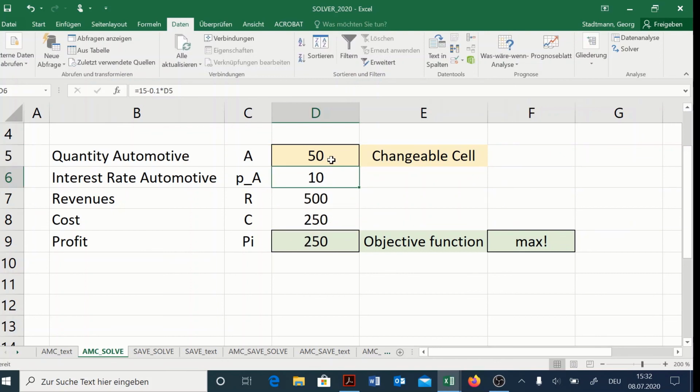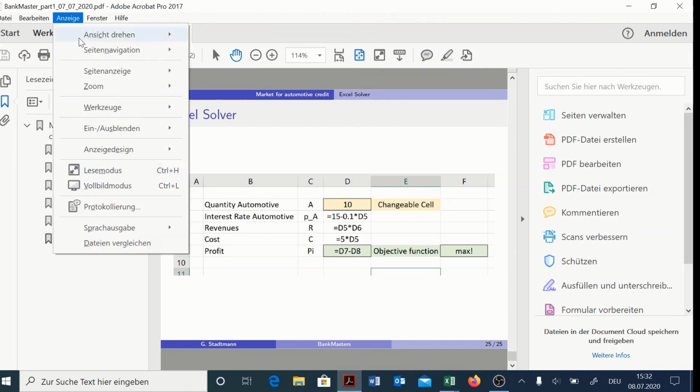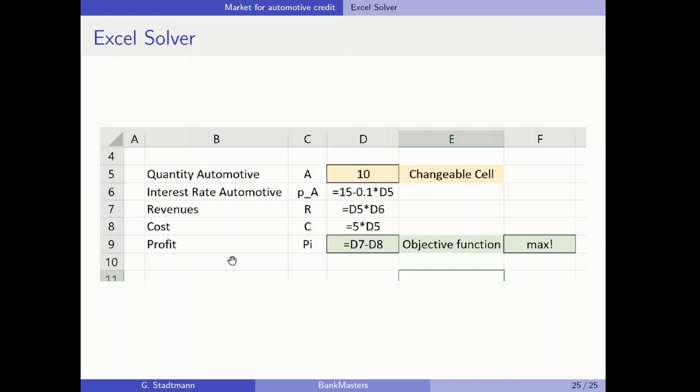The optimal price in the automotive credit market is equal to 10. Revenues are equal to 500 cents. Costs are equal to 250 cents. And the profit is equal to 250 cents. In case this was too fast, you can always go back to these slides and you find the formulas to set up the maximization problem on slide number 25.